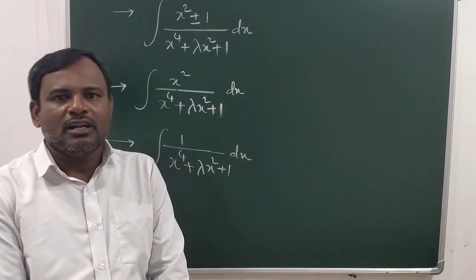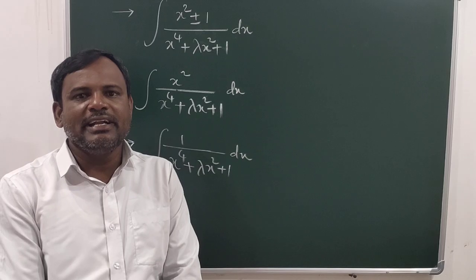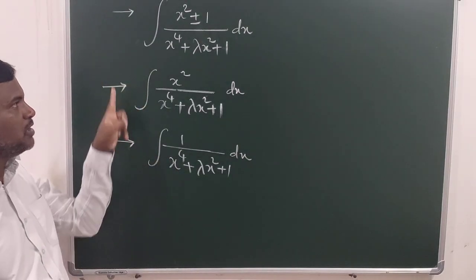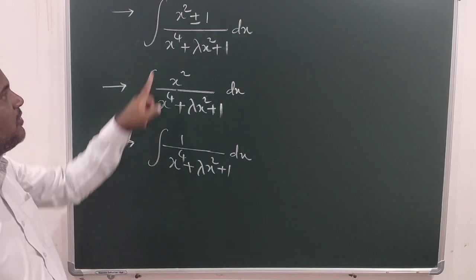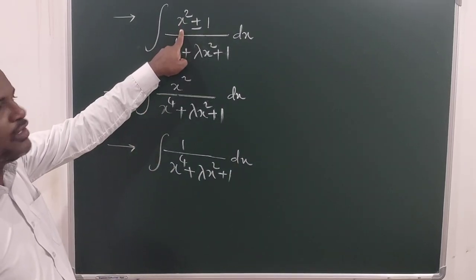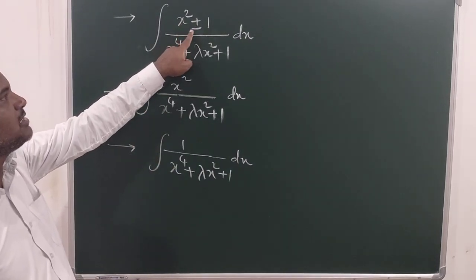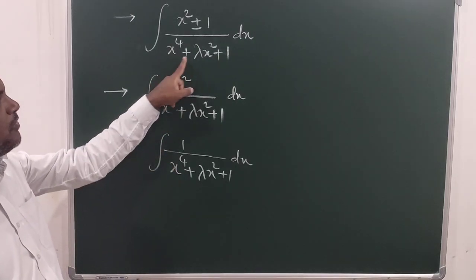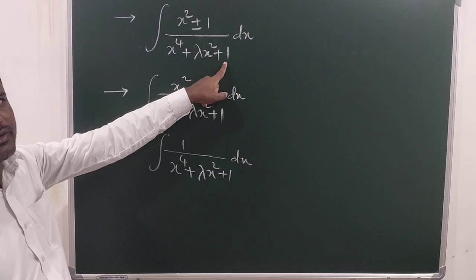Now I am going to evaluate integrals of these three forms. Observe these three forms. In the first one, in the numerator there is x square plus or minus 1. In the denominator, x to the power of 4 plus lambda x square plus 1.